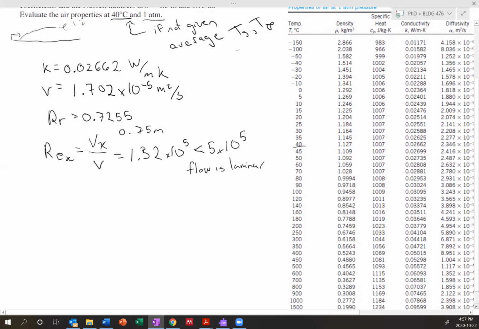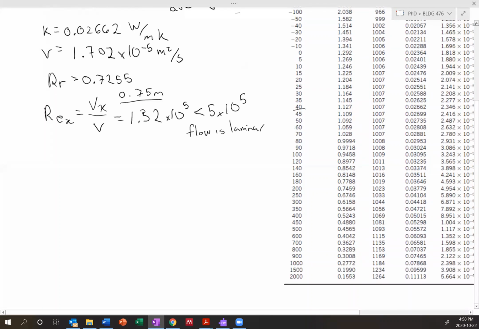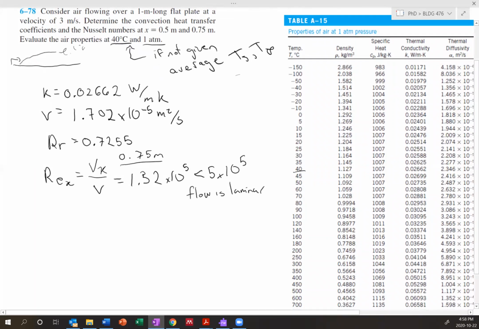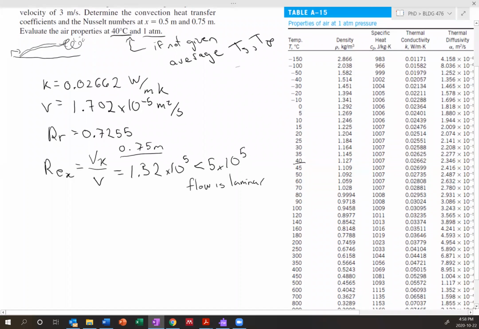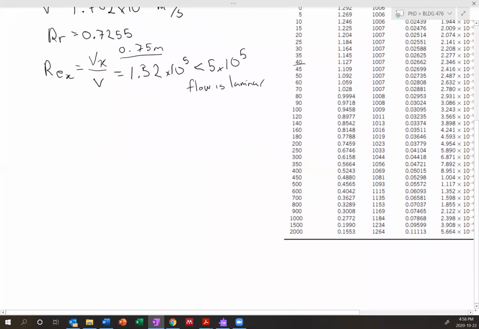And the nice thing about this is we don't need to also check it at 0.5, because this is how flow always develops. It's always going to develop laminar, and then eventually turbulent. So as long as it's still laminar at 0.75, then we also know it is laminar at 0.5, which are the two places we're trying to find our convection coefficient at.